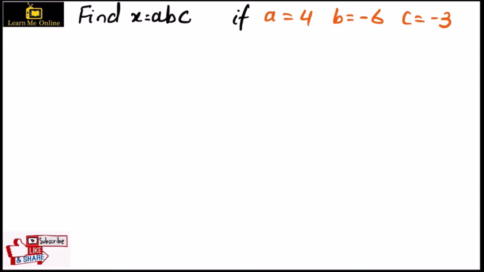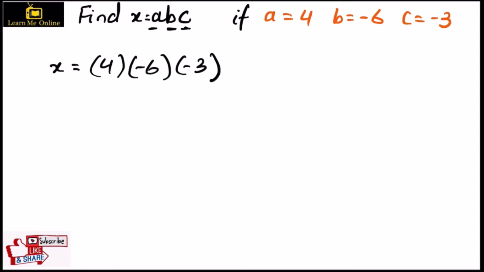So to find out the value of x, we'll be starting with the left hand side, which is x. On the right hand side, we have got three variables written, and for each of the three variables we have got the numbers. We know the value of a, we know the value of b, and we know the value of c. We're going to replace the letters now with the numbers, but in brackets. So this is 4, this is minus 6, and this is minus 3.